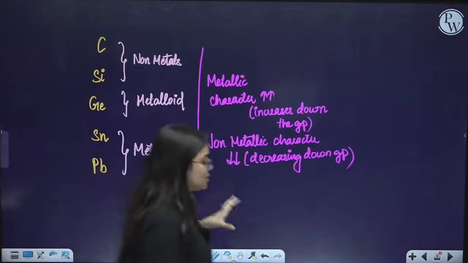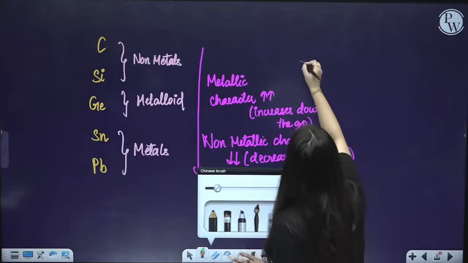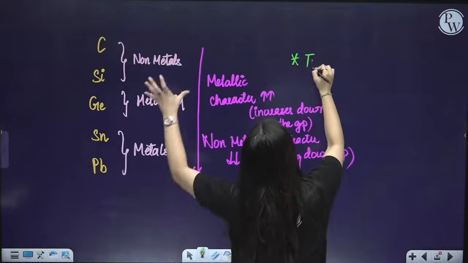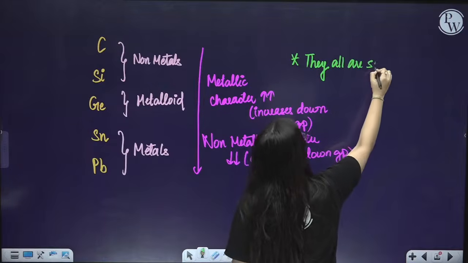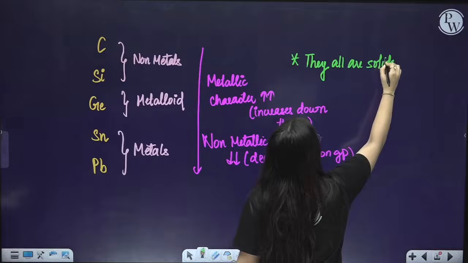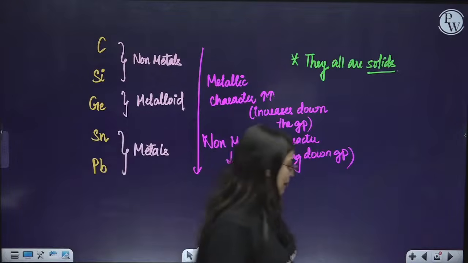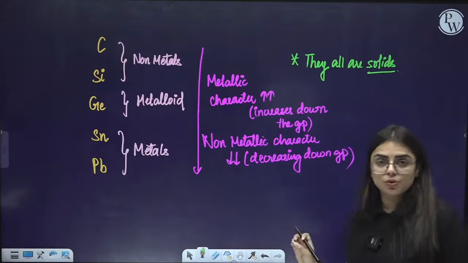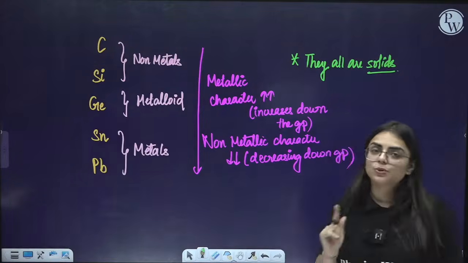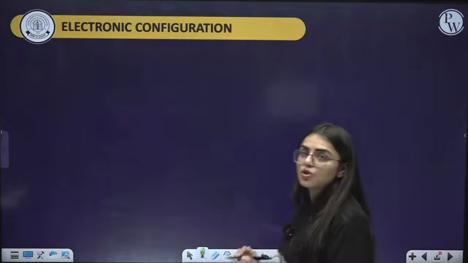Now students, let's proceed with the next part, that is electronic configuration. But before that, let me tell you, they all are solids. The carbon family, they all are solids. Clear everyone? Okay ma'am, okay ma'am. Just take a minute students, write all of the things that I've written over here and then I shall proceed towards the next part. Clear? Okay ma'am. Now comes electronic configuration.